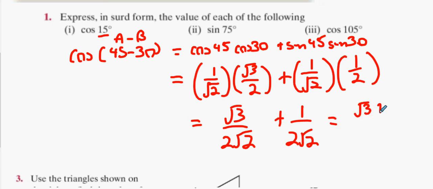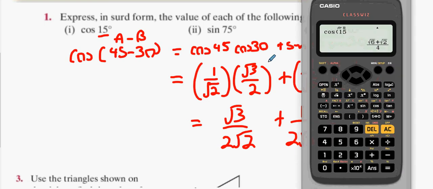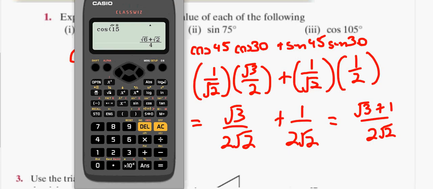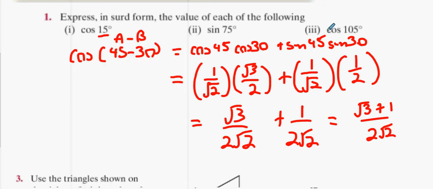All over 2 root 2. Now I'm interested to know, that's not the answer I got using the calculator earlier, correct? Are they the same thing? Press the change button. 0.9659. And what if I type in my one? It's a good way of checking, are they exactly the same? Oh, they are the same. Is that okay? Would you guys try cos 105 for me now?